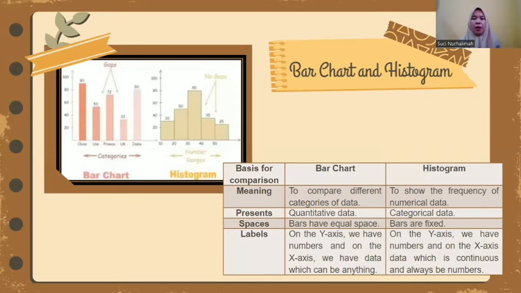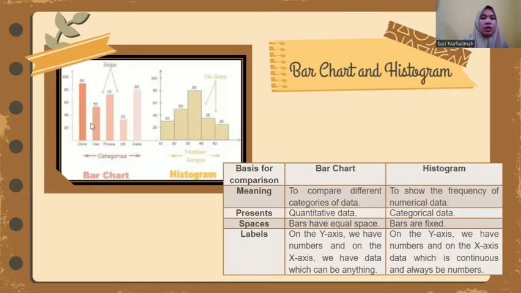Basis for comparison, bar chart. First is meaning. A bar chart is a pictorial presentation of data that uses bars to compare different categories of data, while a histogram refers to a graphical presentation that displays data by way of bars to show the frequency of numerical data. As for the presence or result, in a bar chart we have quantitative data. In a histogram, we have categorical data.